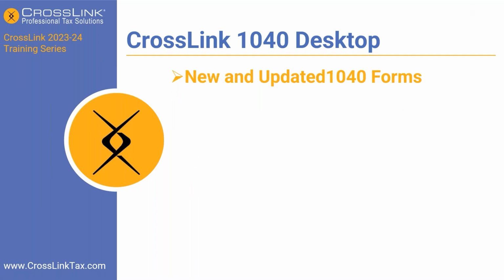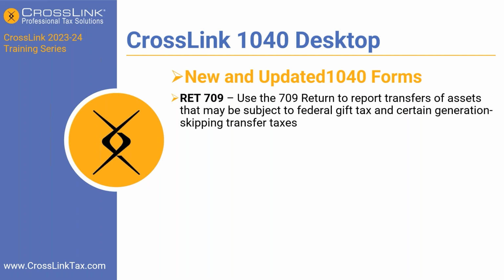Moving on, we have new and updated forms within the 1040. These new forms that have been released for this tax season are also applicable in both softwares, CrossLink Online and CrossLink Desktop. Okay, so these are new forms that the IRS has released. The first form is the 709 return, and that is to report transfer of assets that may be subject to federal gift tax and certain generation skipping transfer taxes. So that is a form that would be available within our Add Forms window.